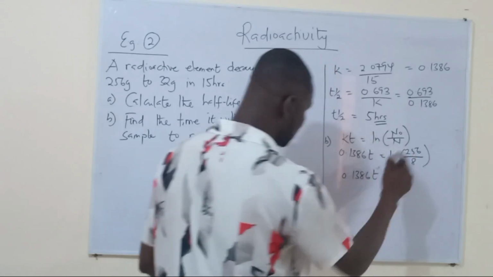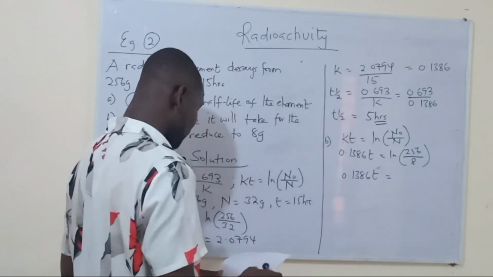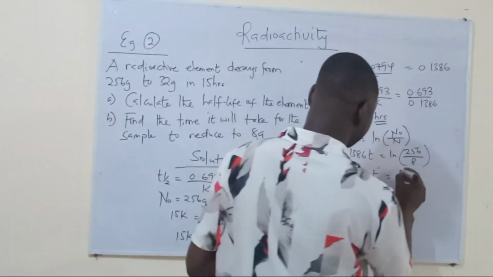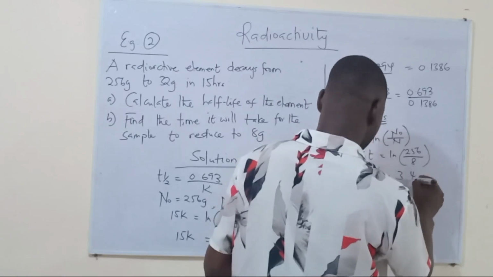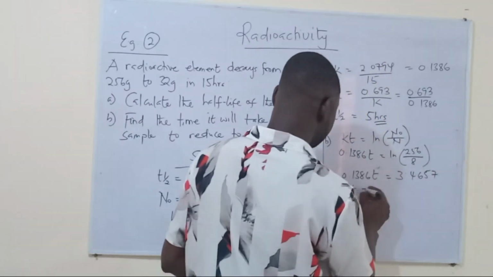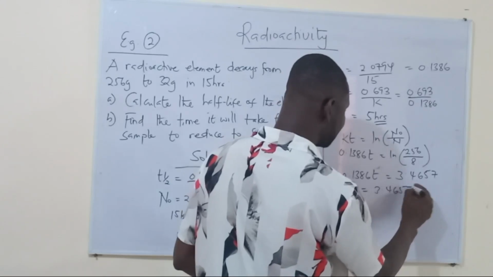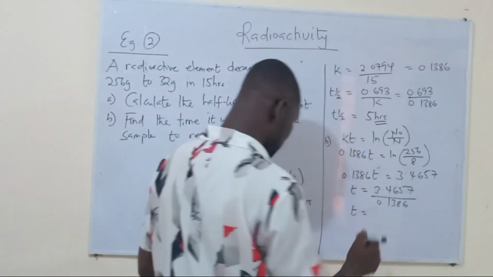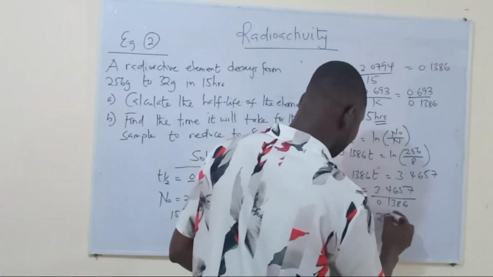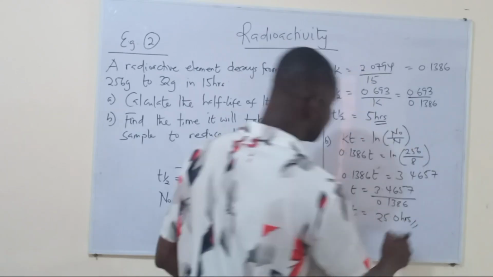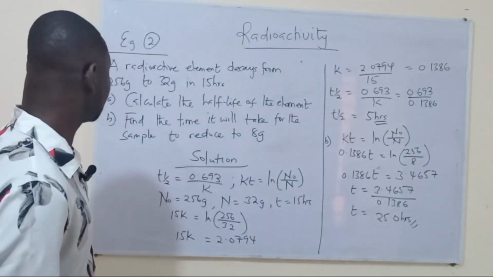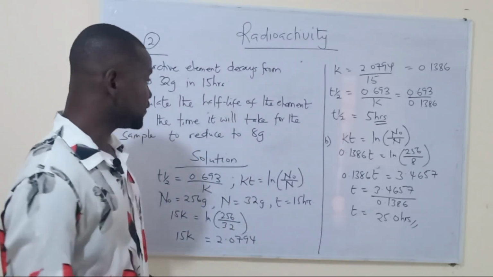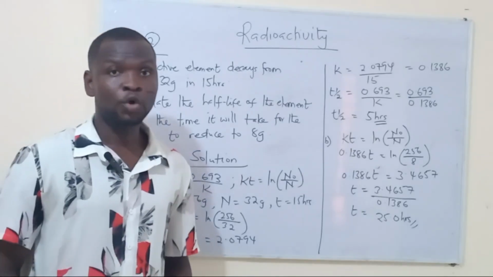So 0.1386T is equal to, when you use your calculators for ln of 256 over 8, you should get 3.4657. So T will be equal to 3.4657 divided by 0.1386. So T will be equal to 25.0 hours. So that is how we can calculate for the various questions using these formulas.